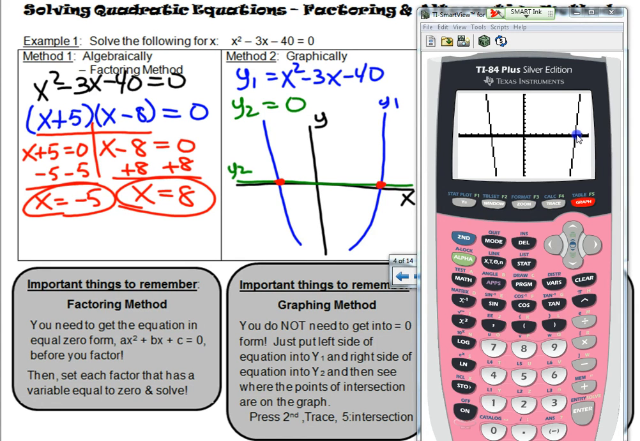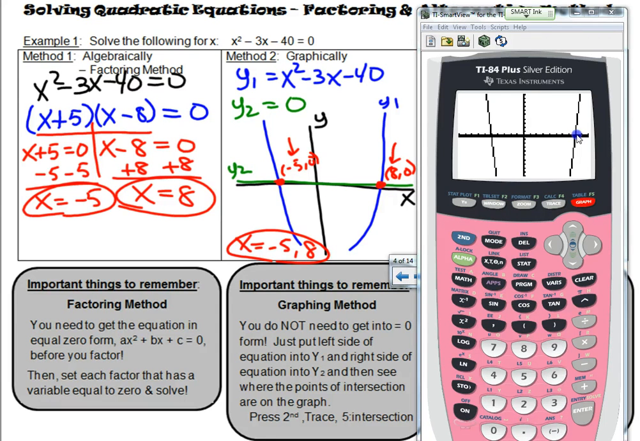And you can count. That's a nice hit. It's definitely hitting at negative 5, 0. And it's definitely hitting at 8, 0. So your x values are your answers. X equals negative 5 or 8.